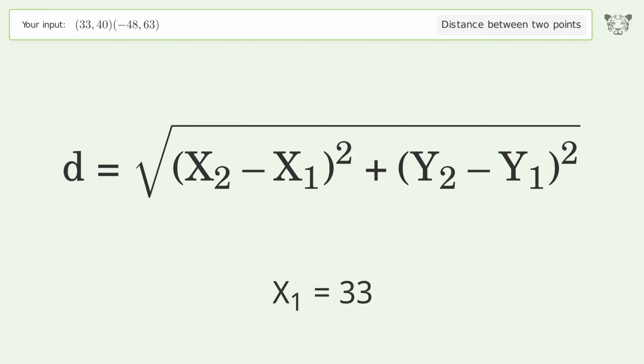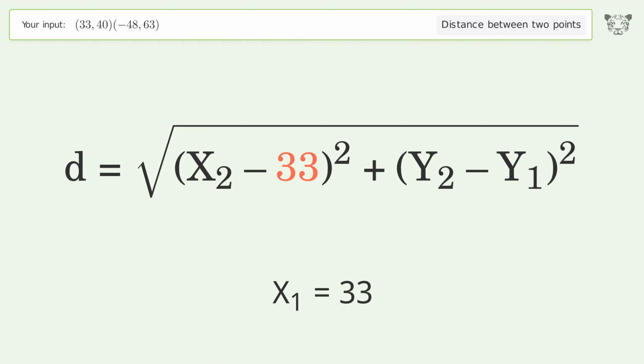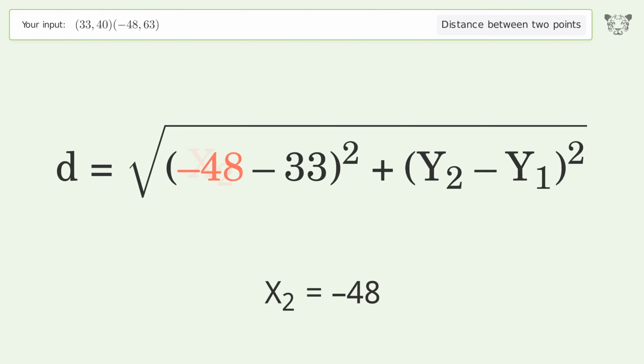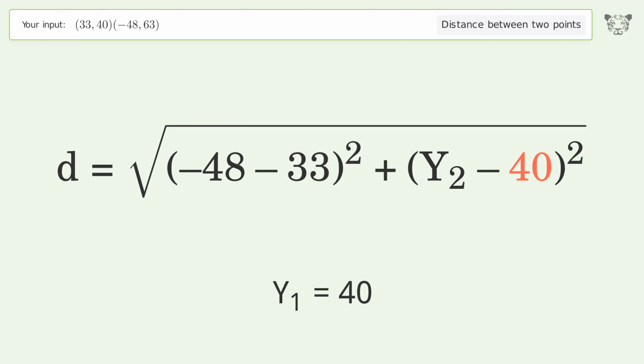x1 equals 33. x2 equals negative 48. y1 equals 40. y2 equals 63.